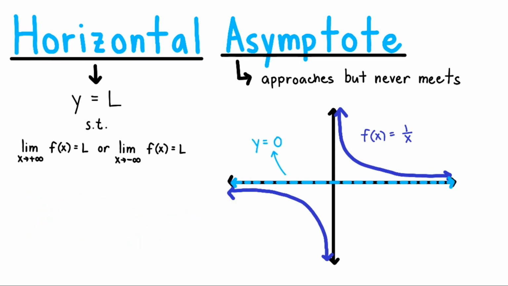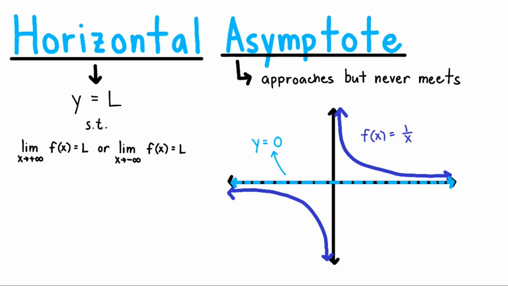Essentially, the horizontal asymptote is a line wherein a graph gets closer and closer to it, but it never meets it. So it's similar to the vertical asymptote that we had in infinite limits, but this time it is horizontal.